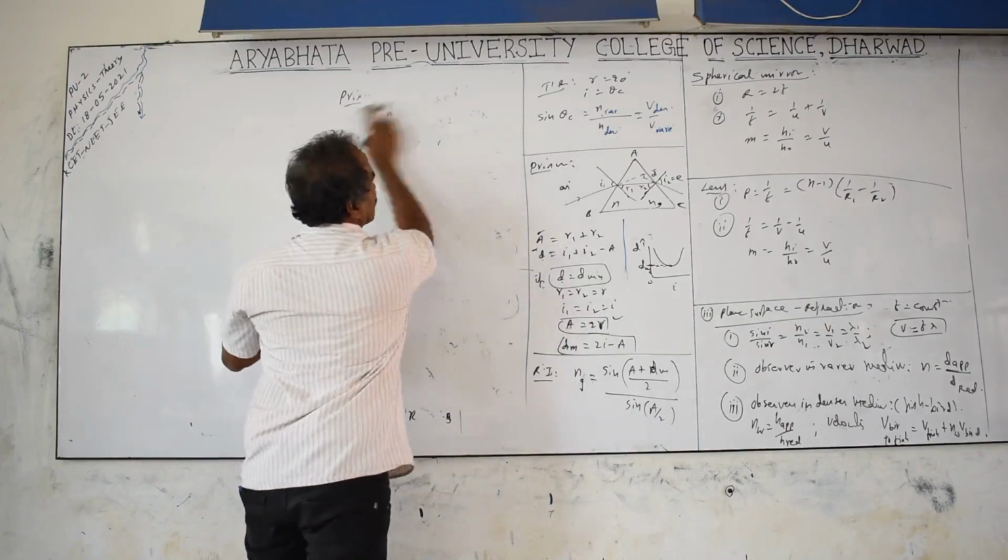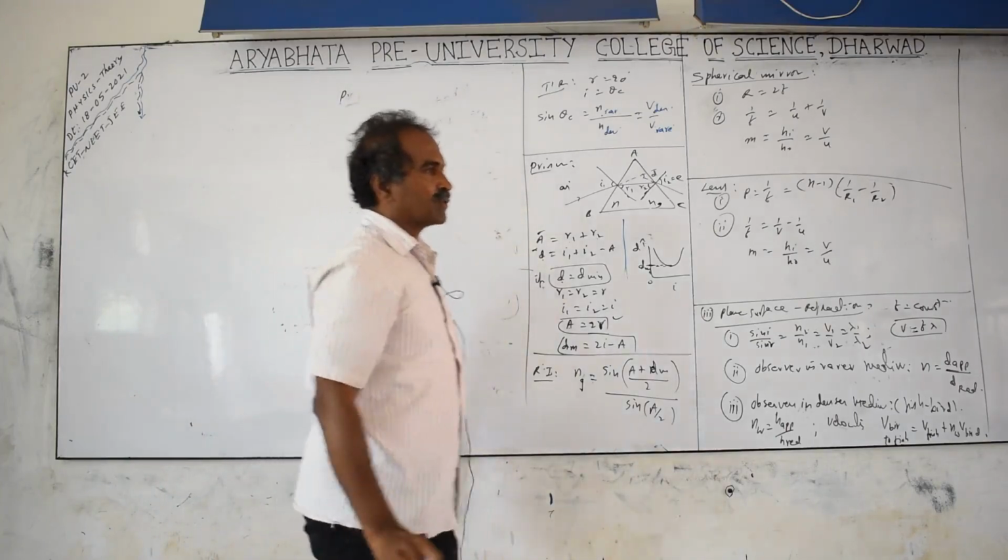For the prism and lens, total internal reflection, we need to work out some problems.